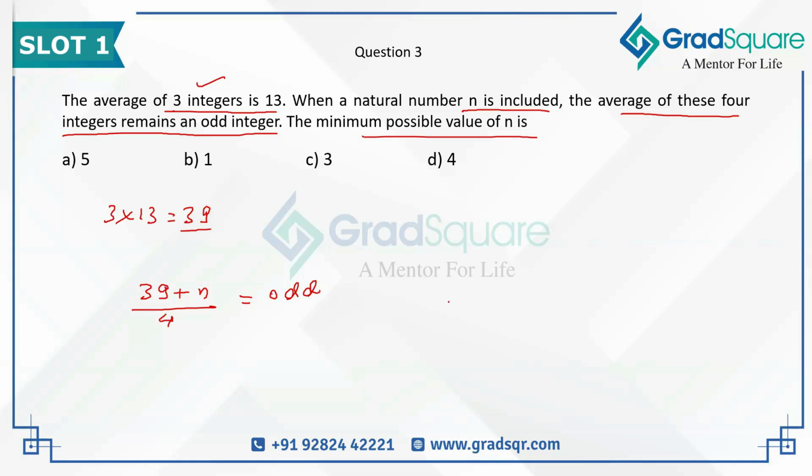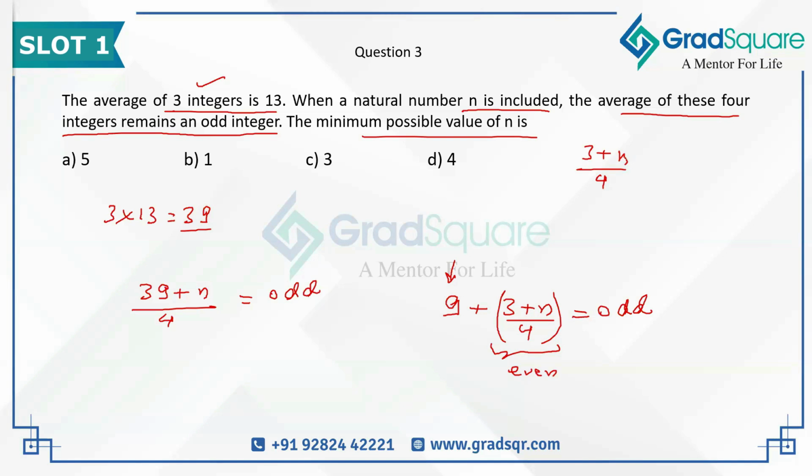If you evaluate this a little more carefully, you can rewrite this as 9 plus (3 plus n) divided by 4 should be an odd number. Now we again need to understand that 9 is an odd number. If (3 plus n) by 4 becomes an odd number, then the sum of two odd numbers will be an even number. That means this has to be an even number for the sum to be an odd number. Now, that means (3 plus n) divided by 4 must be an even number.